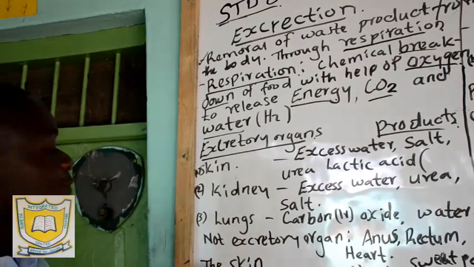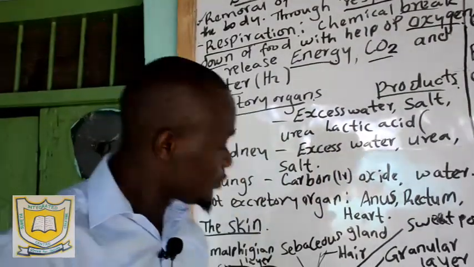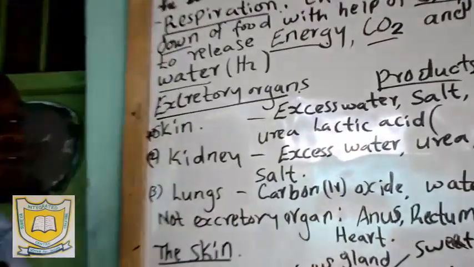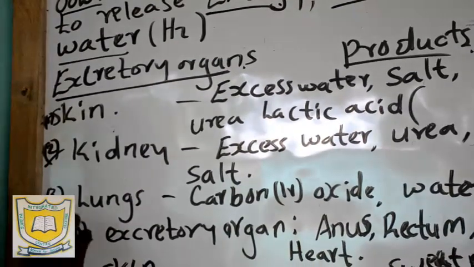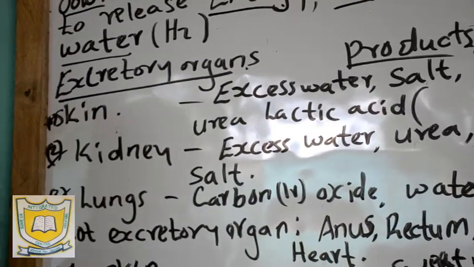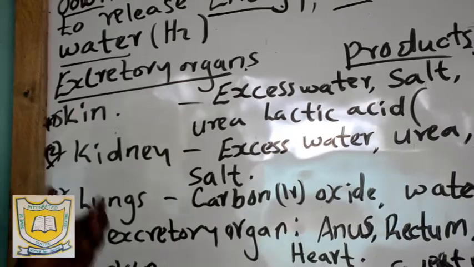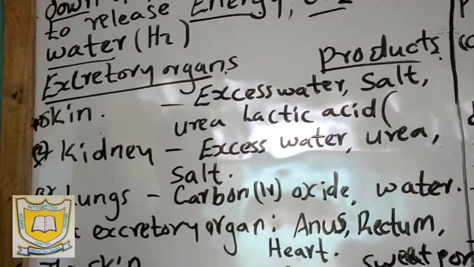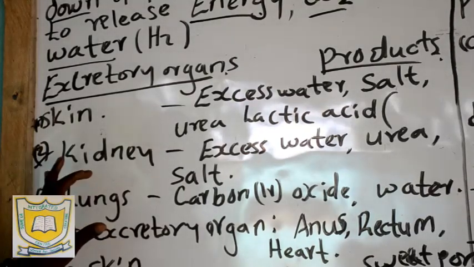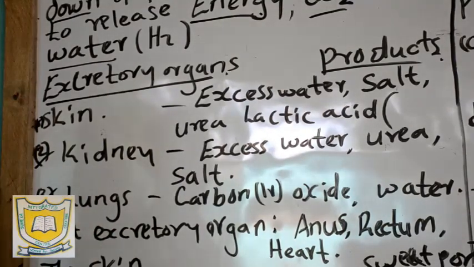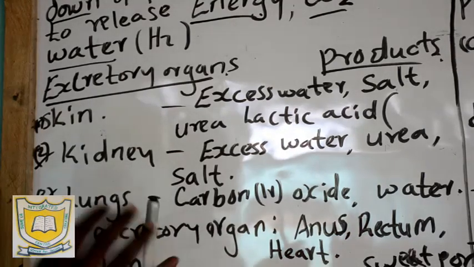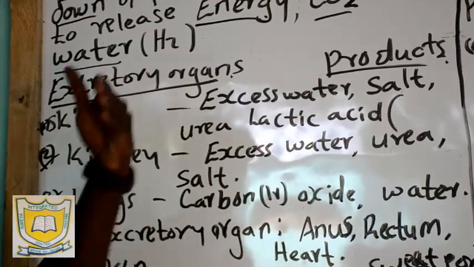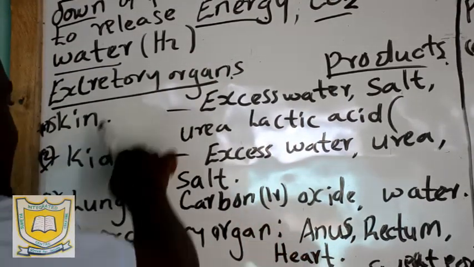We only have 3 excretory organs. We have the skin as number 1, we have the kidney, and we have the lungs. Those are the 3 excretory organs. You can be asked in your exam which one of the following is not part of the excretory organs, so you should understand these 3 main excretory organs and the specific products that are excreted or removed from the respective organs.